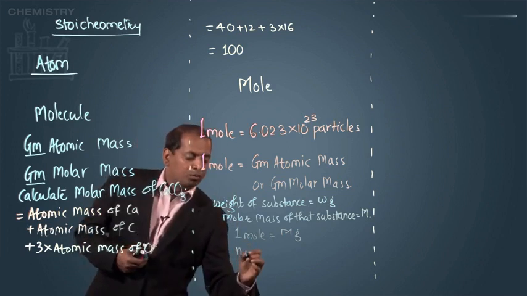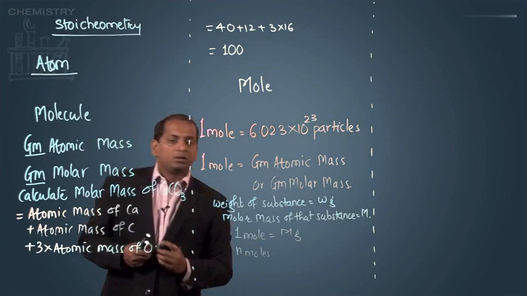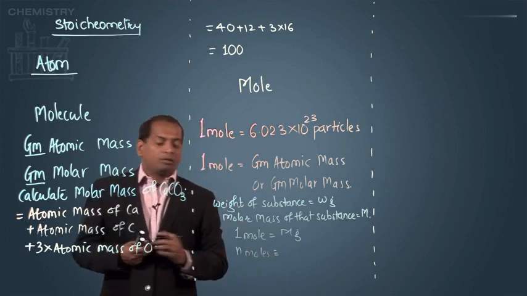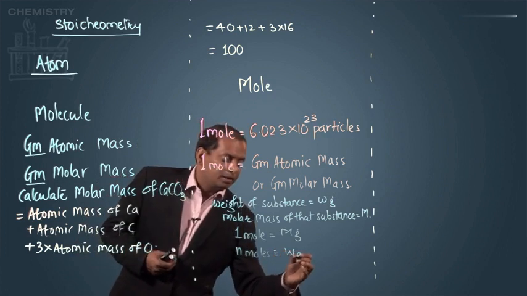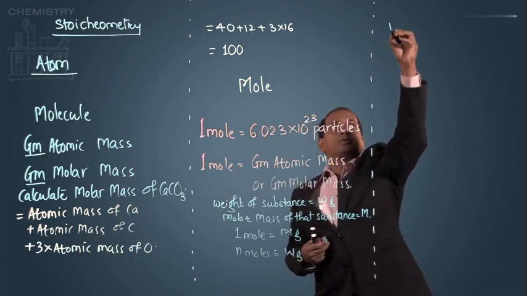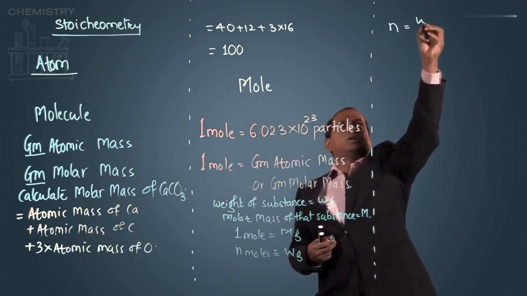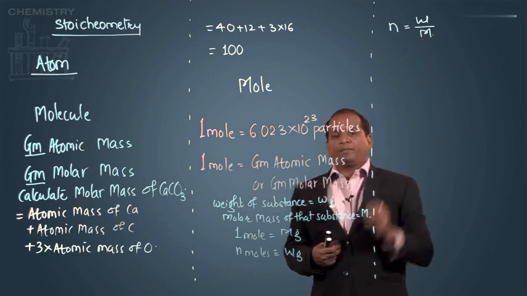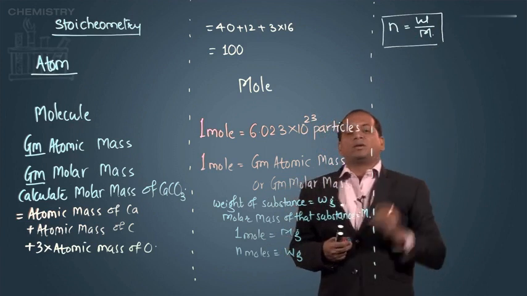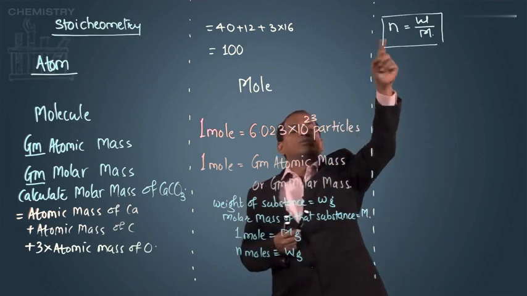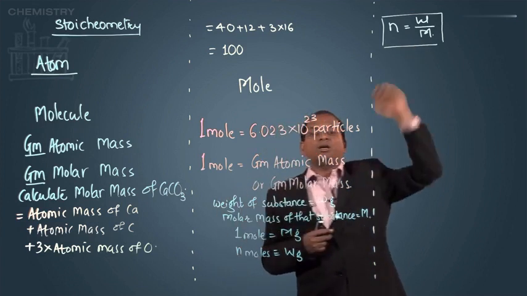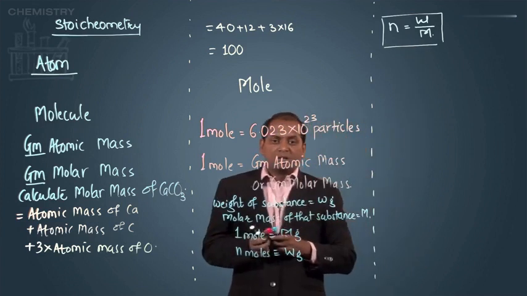So N moles is equal to how many grams? That we have to calculate. Let us consider that it is W grams. If we cross multiply, N is equal to W divided by M. So this is the first formula we are deriving. Number of moles is equal to weight of the substance divided by molar mass of the substance.